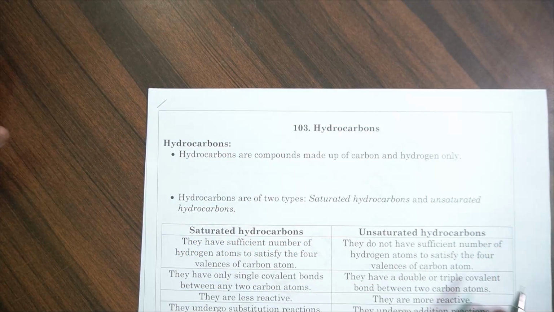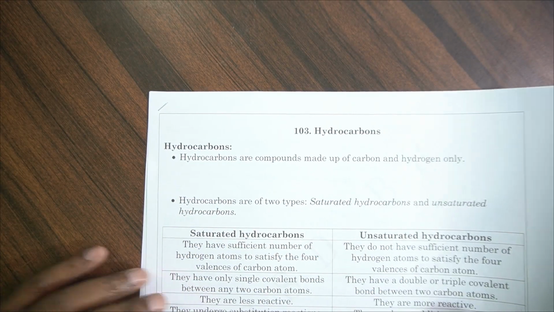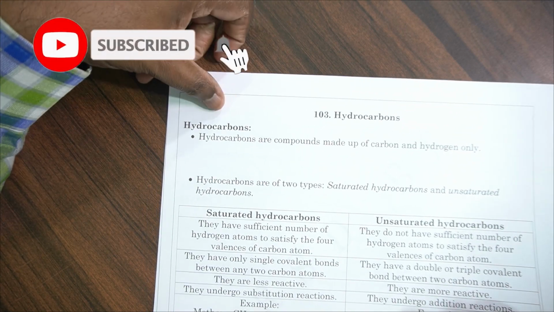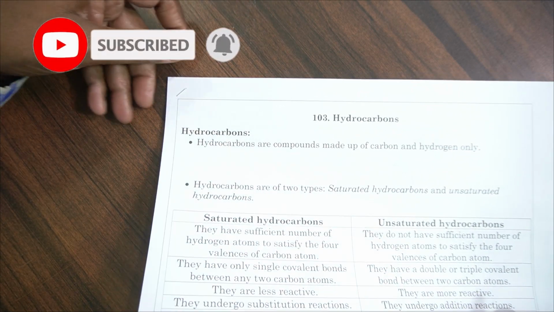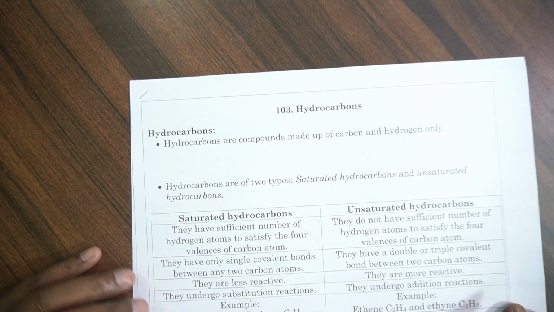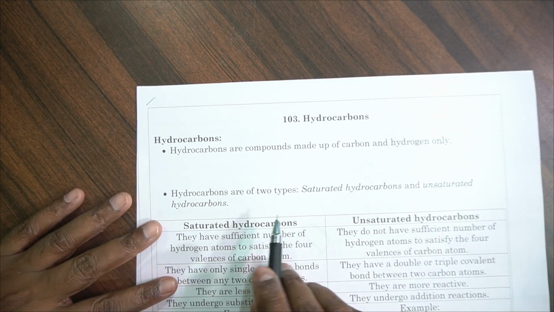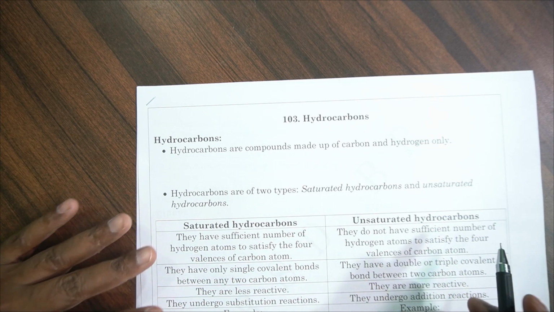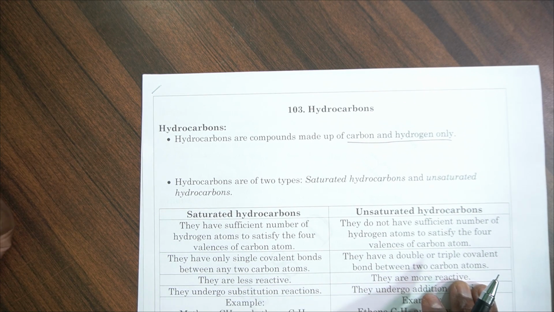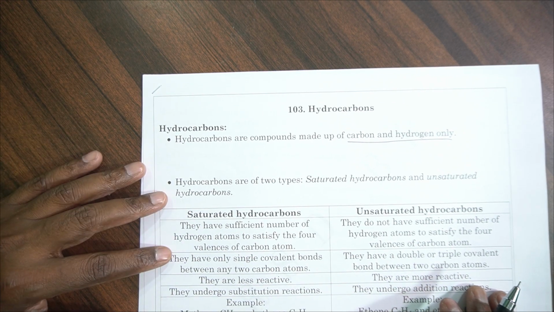Hello students, in the last video I explained what is organic chemistry and what are the types of organic compounds and why a separate branch for carbon compounds, etc. Now in this video we are going to see what are hydrocarbons. Hydrocarbons are compounds made up of carbon and hydrogen only. Compounds made up of two elements, that is carbon and hydrogen, are called hydrocarbons.